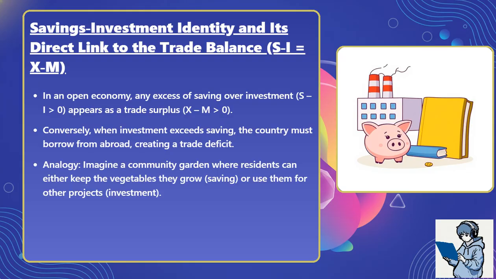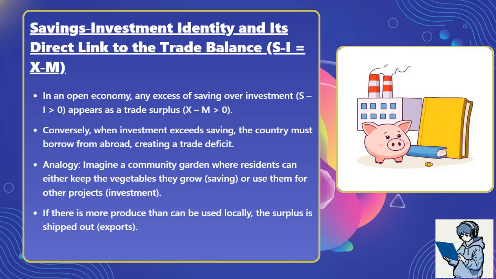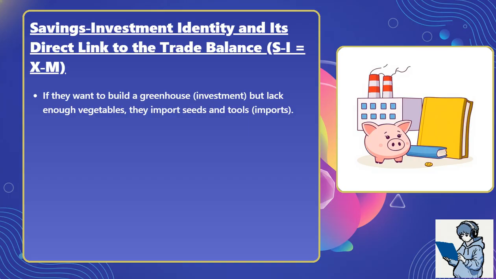Analogy: imagine a community garden where residents can either keep the vegetables they grow, saving, or use them for other projects, investment. If there is more produce than can be used locally, the surplus is shipped out, exports. If they want to build a greenhouse, investment, but lack enough vegetables, they import seeds and tools, imports.